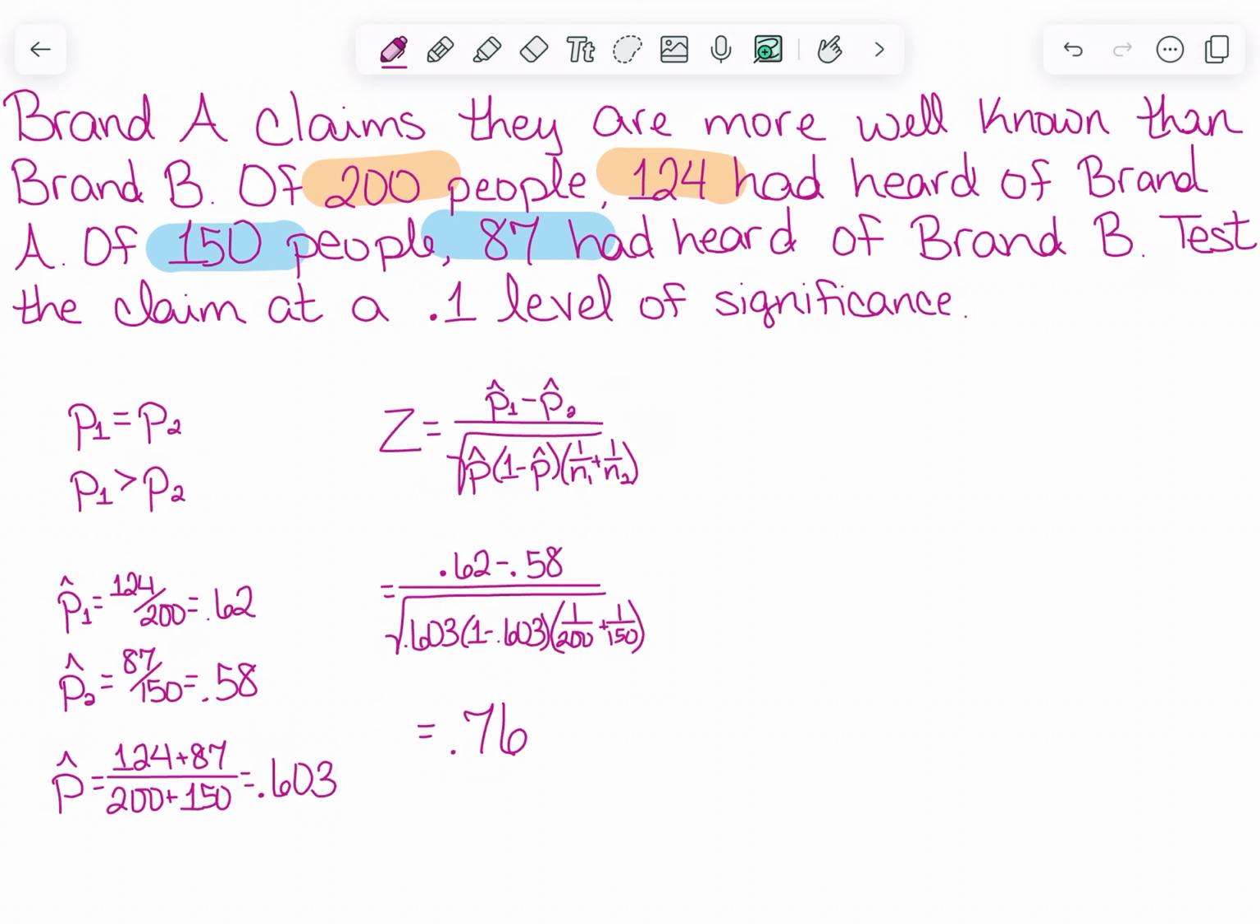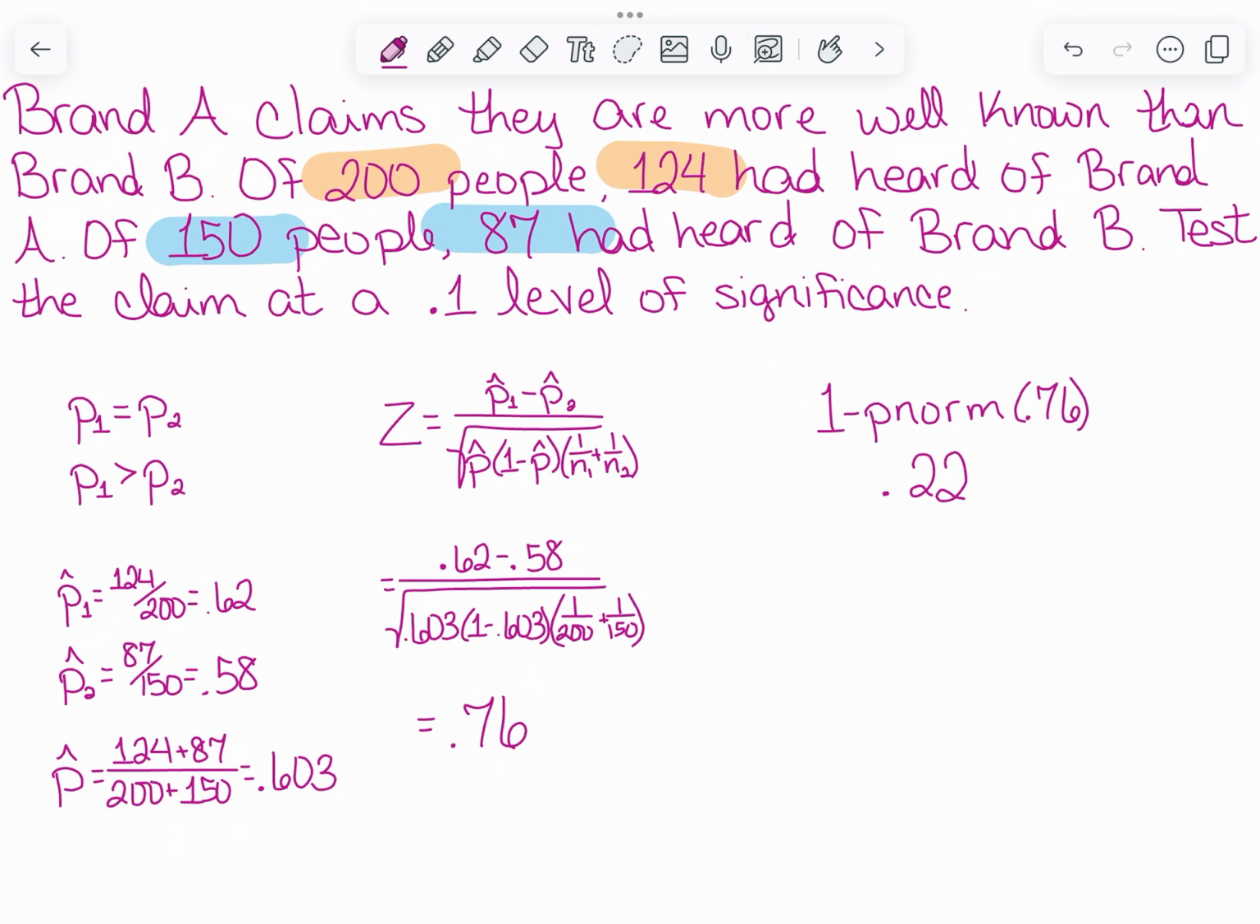Next up, we need to find the p-value. Since this is a greater than test, my alternative hypothesis was P1 is greater than P2. I'm going to use the command 1 minus p norm of this 0.76 value. And calculating that, typing it into R, gives us that the p-value is 0.22.